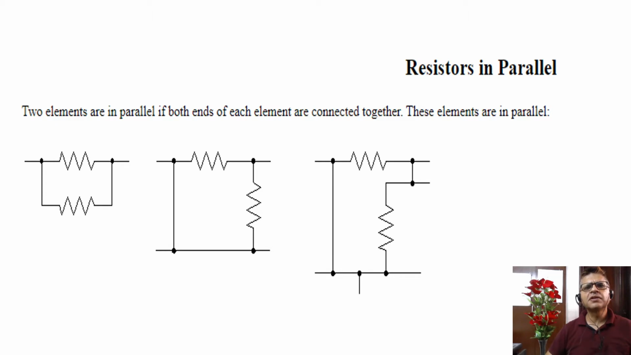Now, if you see the three figures, the first figure is very familiar to you, and you're straight away able to say that these resistors are in parallel, right? You can straight away see. And the way to identify parallel resistors is to look at the ends of the resistors. If both the ends are connected together, at the same point, the resistors are in parallel.